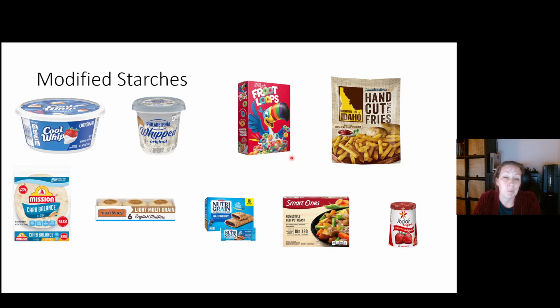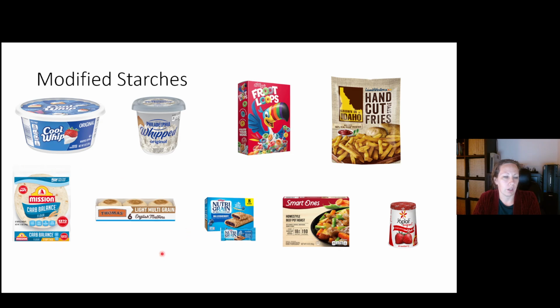Fruit Loops have modified food starch in them. Some fries can use modified food starch. It's used as a coating, and it helps retain the texture and the structure of the fries during cooking. It gives you a more crispy exterior on the fries and less oil absorption, so the fries aren't as oily tasting.